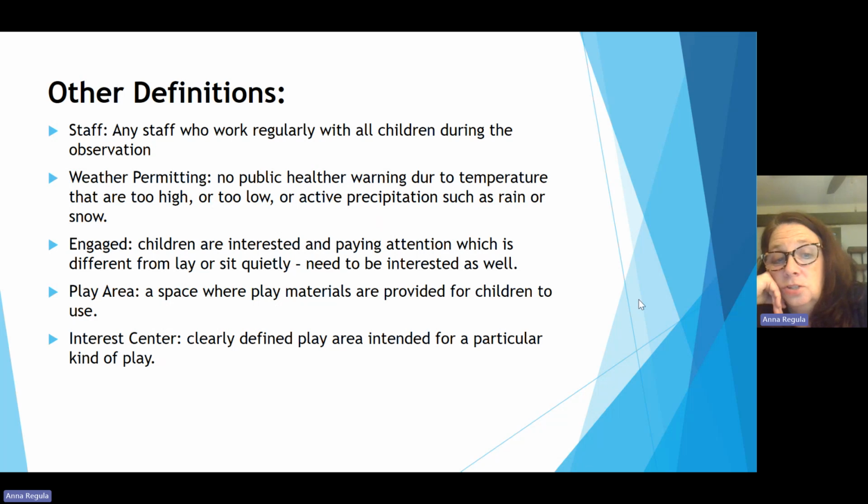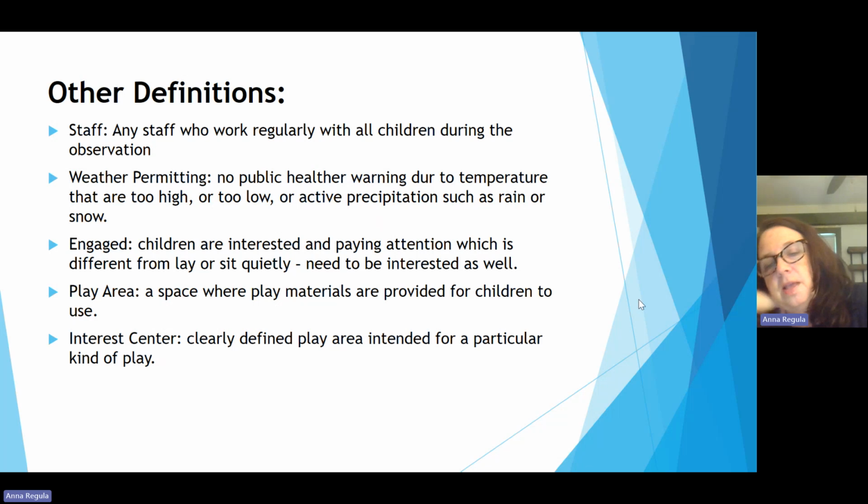Are the children engaged? Well, so for this, they wanted to be very specific in saying this doesn't mean that they're just sitting there quietly and behaving. Children are seen and not heard. It means they're actually interested in paying attention to what's going on. You can have children that are very quiet, but they're like bored out of their minds or they're afraid they're going to get in trouble. Although I have not observed that in a classroom. So I've been blessed. I have not been in a classroom that has certainly not while I was there, been making children feel like they needed to be quiet because they were afraid. Play area is just a space where play materials are provided for children to use.